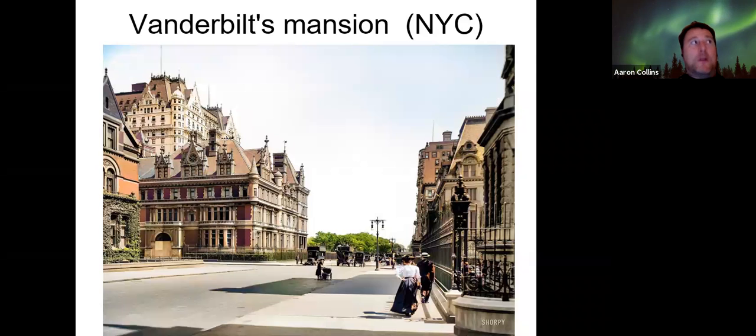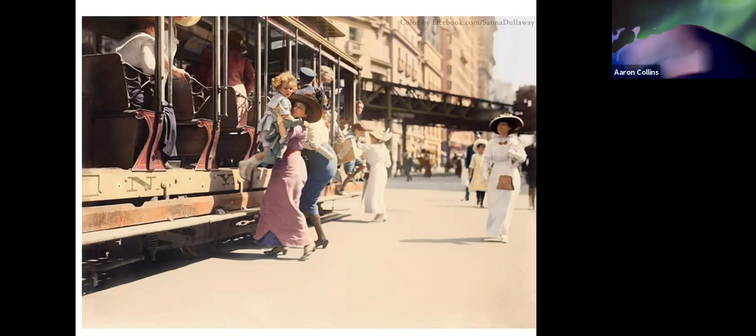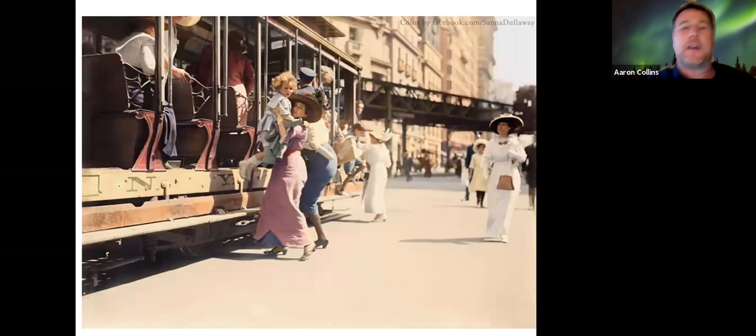Now here's a picture of Vanderbilt's mansion. I just really wanted you to see this picture. I like to look at colorized photographs, and I just wanted you to see it. Okay. And here's another picture I thought was really cool. New York City, people going to Coney Island or something like that. I just thought it was a really cool picture.